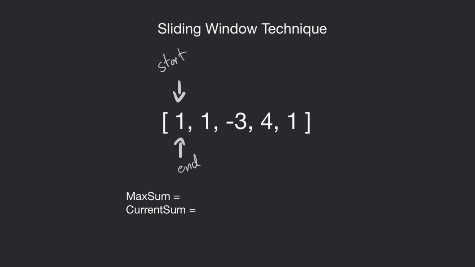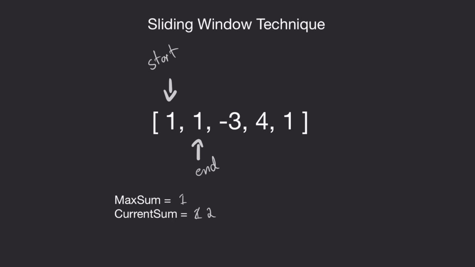Next, we process the current window. For that, we'll just set both current sum and max sum to the current value, since that's all we've seen so far. The next step is to expand the window by moving the end pointer one element to the right. The new value is another 1. We update the current sum by adding the new element.